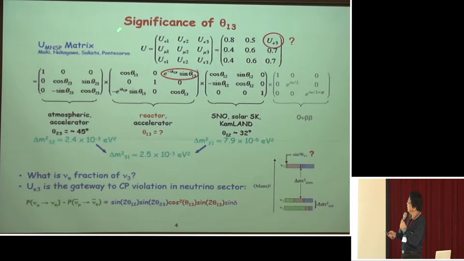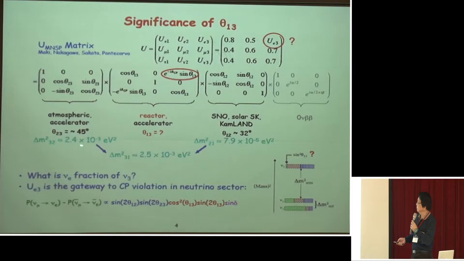You can see this unitary matrix can be broken up into three mixing angles, theta 23, theta 13, theta 12. Theta 23 is almost maximal, 45 degrees, and theta 12 is also quite large. Also for the mass squared differences, there are two scales, at the 10 to the minus 3 and 10 to the minus 5 level. Of course the Majorana phase doesn't show up in the oscillation, so we're not sensitive to this. What is the nu-e fraction of the third generation? We try to get this unitary matrix element.